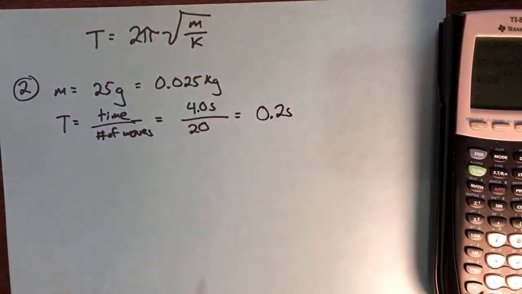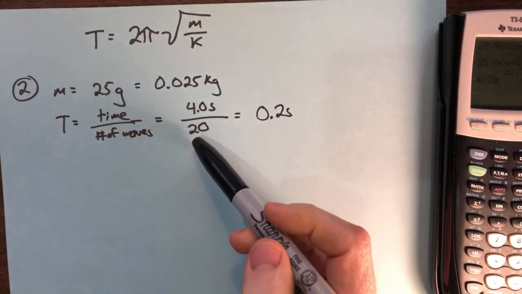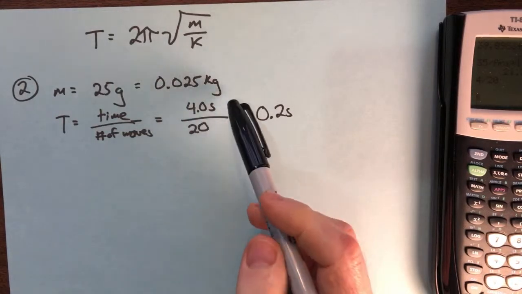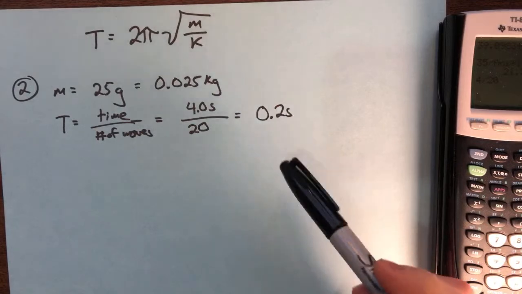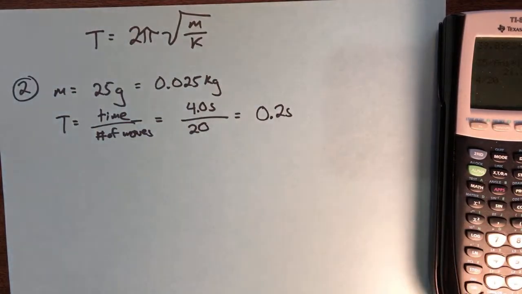That means one cycle is going to be 0.2 seconds, because 20 cycles is 4 seconds. And that makes sense. You should have a cycle that's less than a second. If you can get 20 cycles in 4 seconds, that's going to be 5 cycles in 1 second, or 0.2 seconds for 1 cycle.